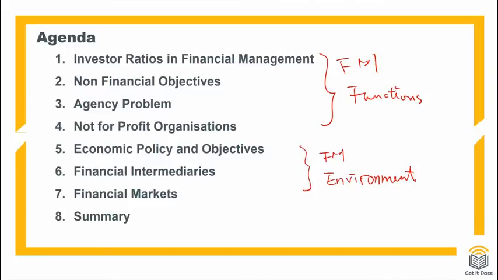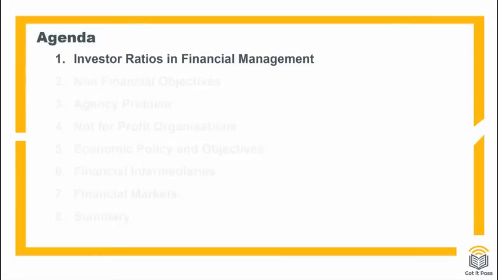And next, we will talk about the financial intermediaries. We will discuss what the financial intermediaries are and what their functions and roles are in the market. And also the last topic we discuss is the financial markets, which is a very important part of the financial management environment. Now, financial management objectives and their relation with investors' ratios in those topics.